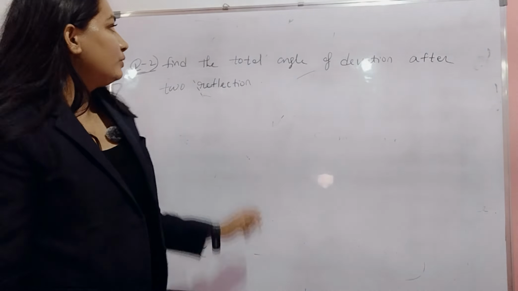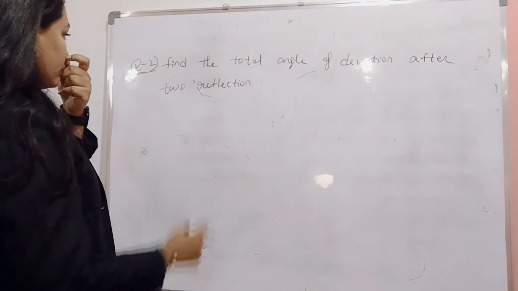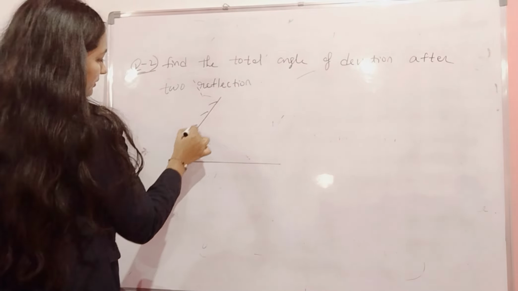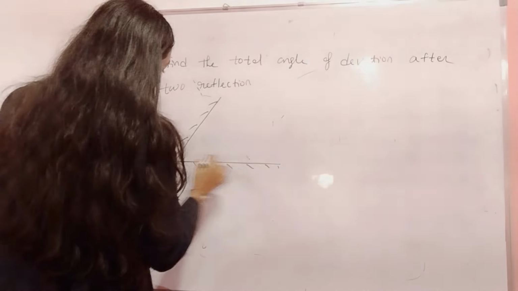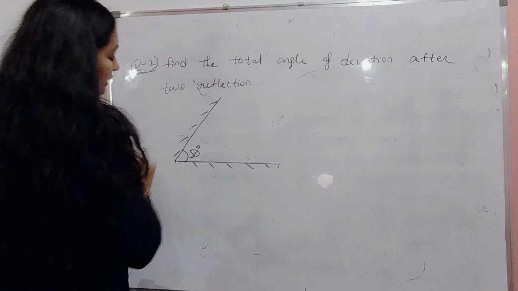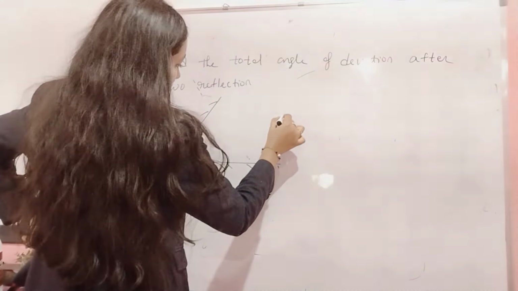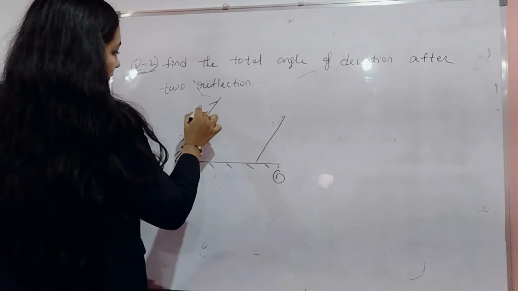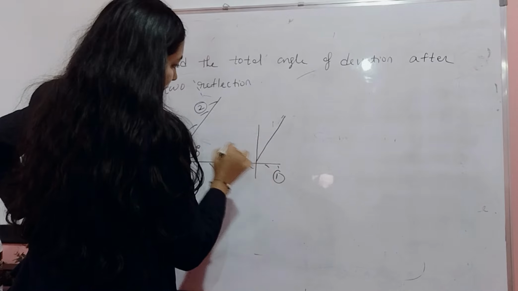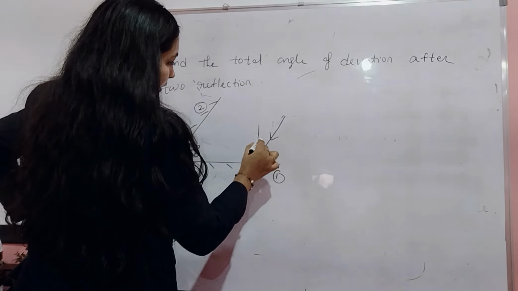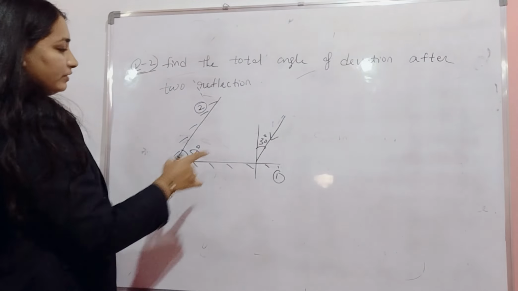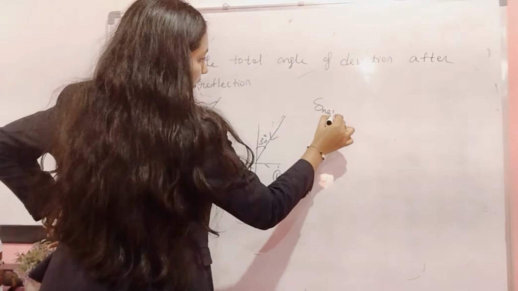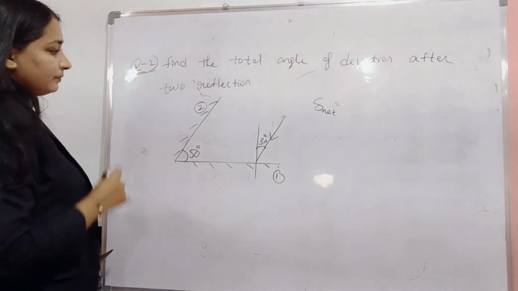So you find out total angle of deviation after two reflections. I am taking 2 mirrors inclined to each other by an angle of 50 degree. So the incident ray is falling on the first mirror making 30 degree. So here the angle of incidence is 30 degree. Then you find out the net angle of deviation.